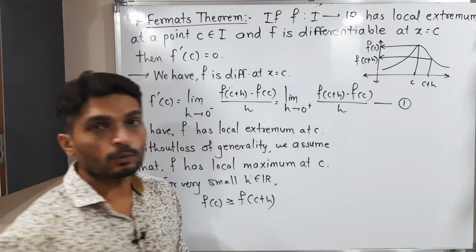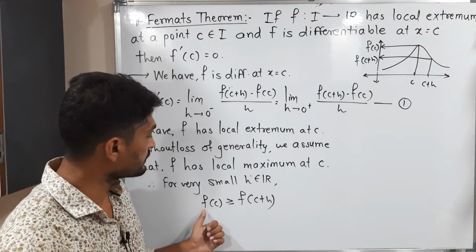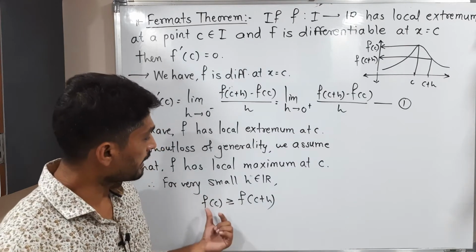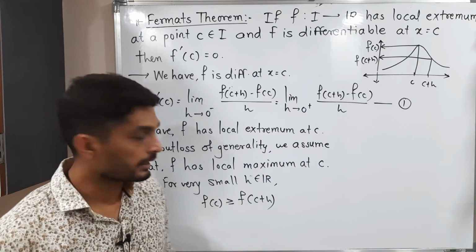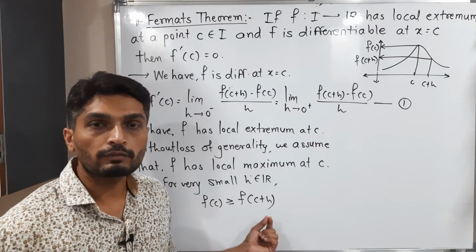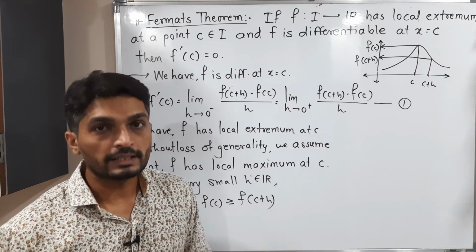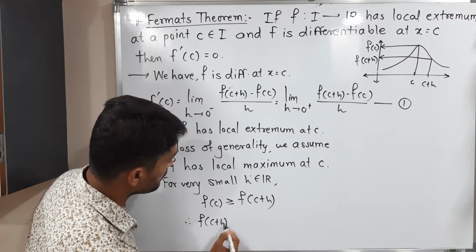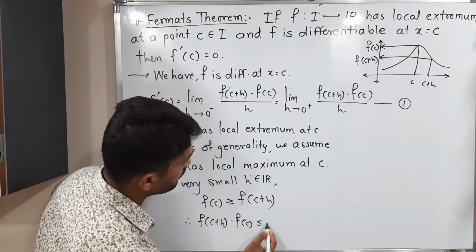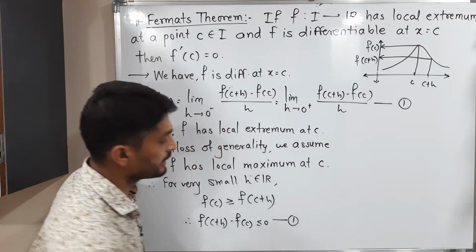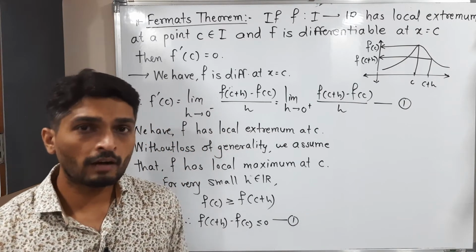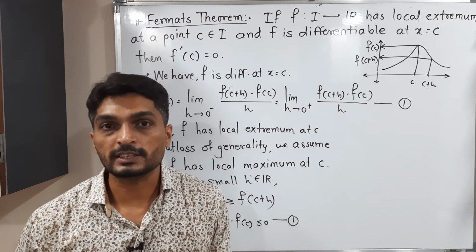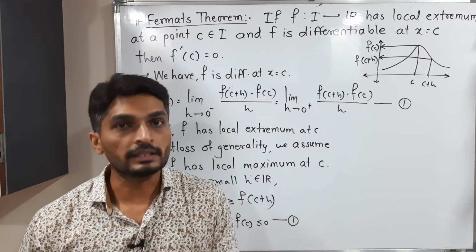Since the function has a local maximum at c, we get f of c greater than or equal to f of c plus h. Let us shift f of c to the other side. So we get 0 greater than or equal to f of c plus h minus f of c. Therefore, f of c plus h minus f of c is less than or equal to 0. I will call it inequality number 1. After that, there will be two cases. The first case is h is positive and the second case is h is negative.